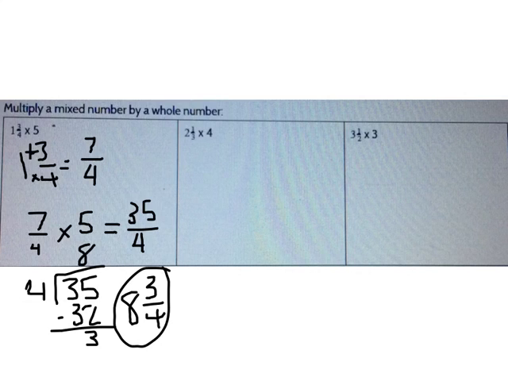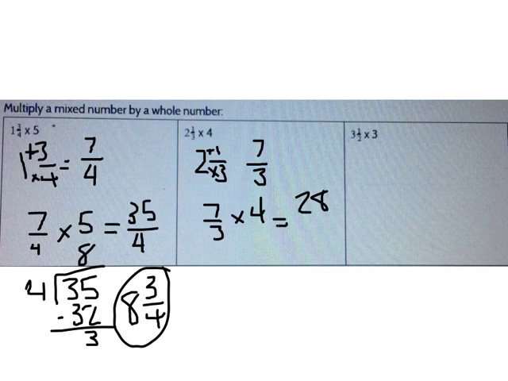Let's try another. 2 1/3 times 4. How do I write 2 1/3 as an improper fraction? Well, 2 times 3 is 6, plus 1 more is 7/3. Now I can multiply 7/3 times 4. When I multiply 7/3 times 4, what's the resulting improper fraction? It's 28/3.